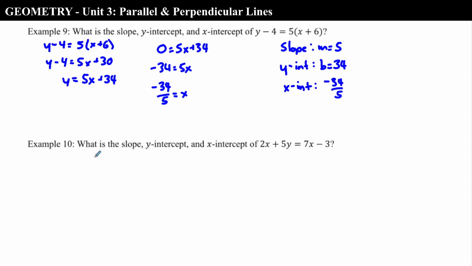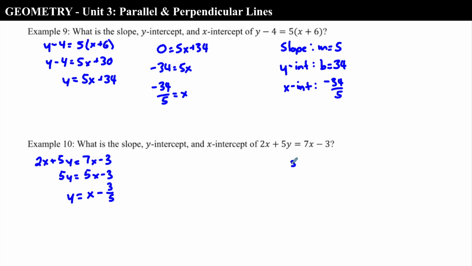In example 10, what is the slope, y-intercept, and x-intercept of this one? Again, we have to do a little bit of work to get it into slope-intercept form. So we're going to subtract 2x from each side. So that gives us 5x minus 3. And then divide each side by 5. That gives us x minus 3/5.